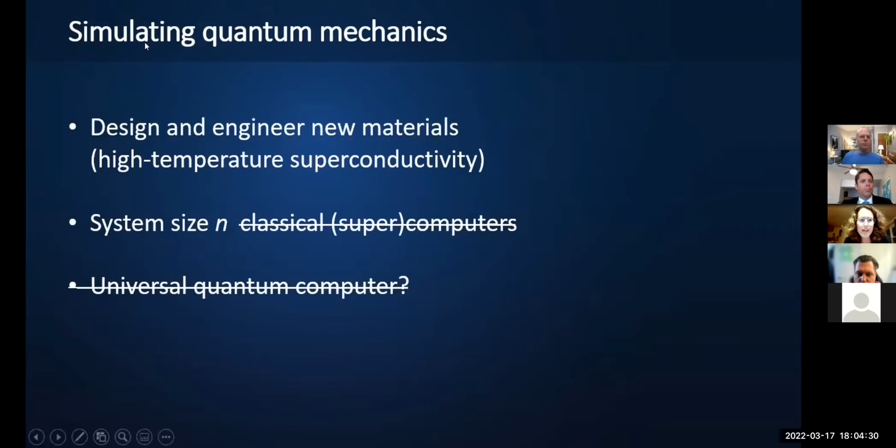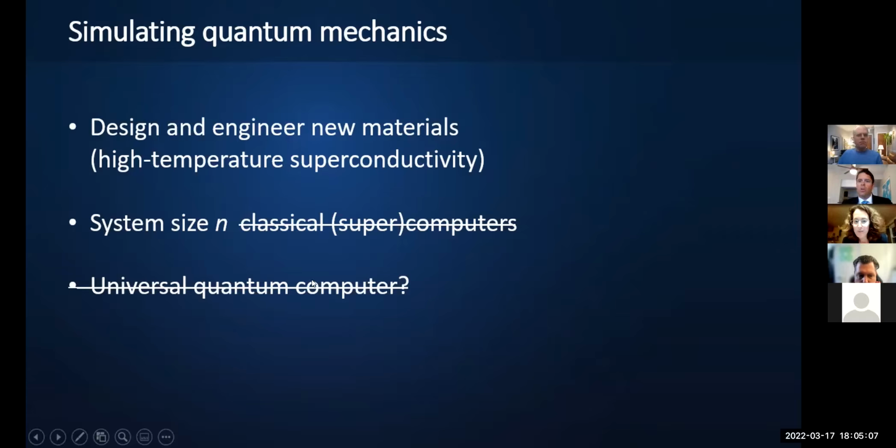And for that purpose, we would basically like to simulate quantum mechanics to unravel new phenomena. For example, high temperature superconductivity, we even don't understand it yet. And to create a material that shows high temperature superconductivity, it will be best if we understand it first, and then we can engineer it in a targeted way. So how to simulate it? The system size, if that is n, it grows exponentially, and for classical computers it will be hard.